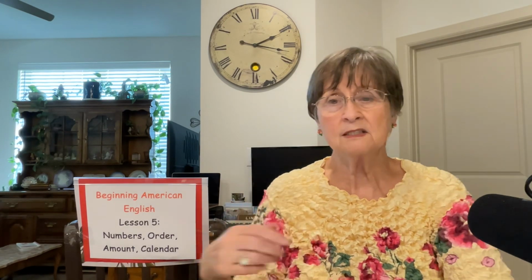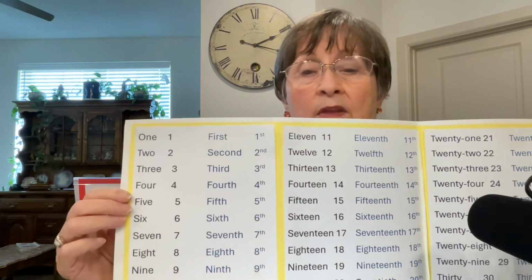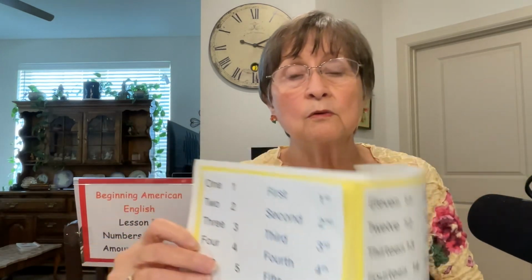Remember, I also have the one called Talking in American English, which is a little more advanced, but I think any student will get a little bit out of these videos, even if they're for beginners, but especially beginners. I hope this helps. So this is lesson 5, numbers, putting things in order with numbers, a little bit about amounts and a little bit about calendar. I'm going to begin with these numbers, making sure that you recognize them.